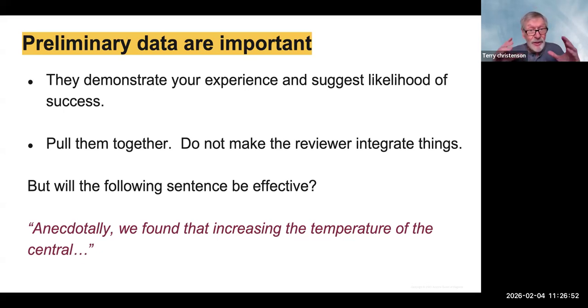What I like to see actually is a section that says preliminary studies or preliminary results or preliminary data, something like that, which is very clear. But at a minimum, somewhere, at least try to pull them together so there's a consistent presentation as to what your experience is and why you can pull this off. Next slide, please.